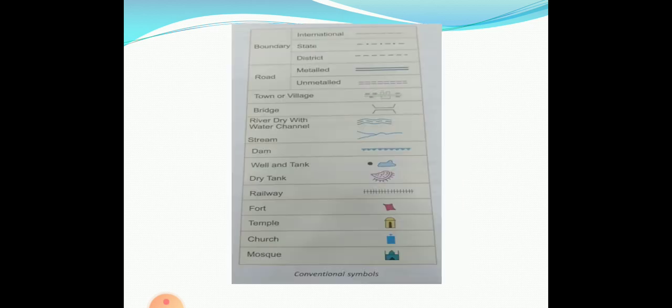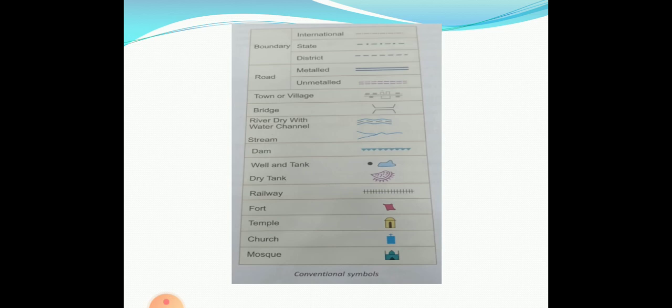Now the next one is conventional signs and symbols. You can see some signs and symbols given here for showing the international, state, and district boundaries. We can use such types of lines, and different colors are also given, right? Red color, blue color, like that. Dark colors are given so that it is easy to find the state boundaries, the national boundaries, etc. Different types of signs and symbols are used throughout the world, and sometimes they are used only for that map.